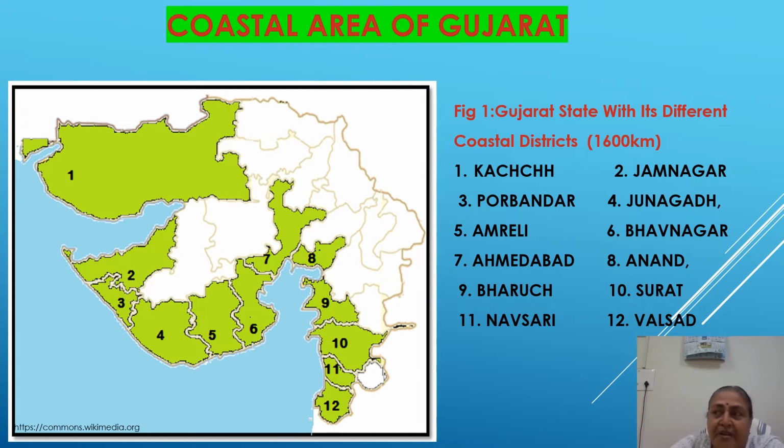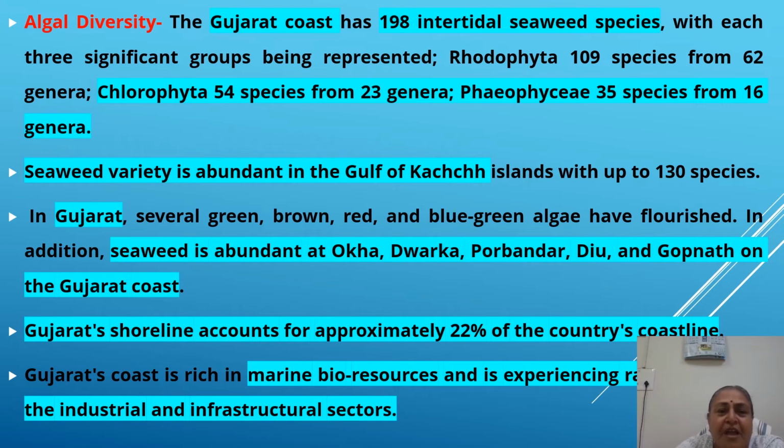After that, this is the last district. Then the Maharashtra coastline will start. So in this way, a huge 1600 kilometer area is covered by all these 12 districts of Gujarat, and in this coastal area, we will study the algal diversity.